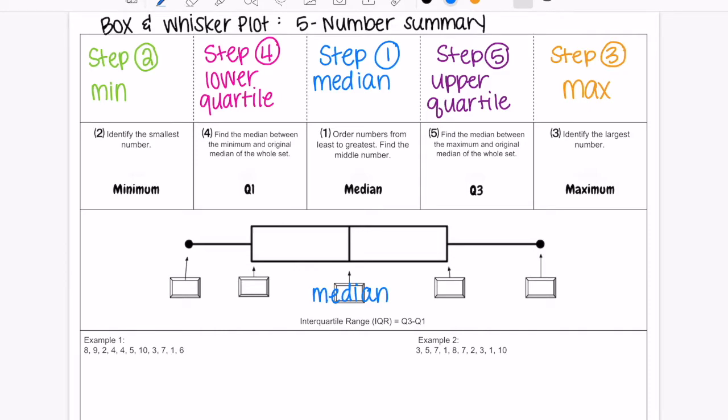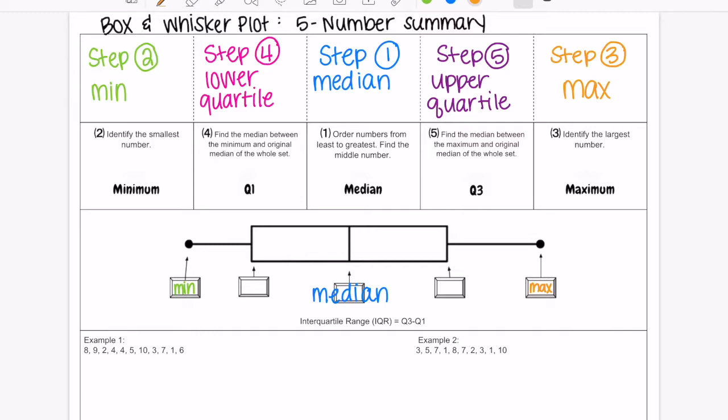The median is the number in the very middle when your numbers are in order from least to greatest. So that's step 1 that you're always going to find. Then you move on to finding your minimum and maximum. So the minimum is the number on the far left, your lowest number, and the maximum is the number on the far right, or your greatest number.